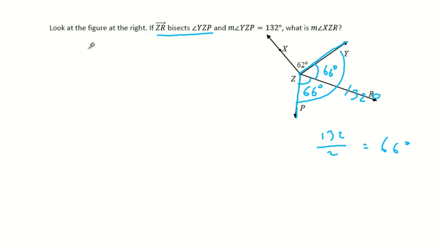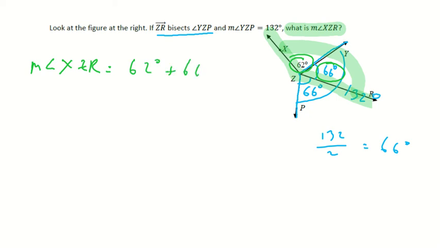Now, this particular question wants us to find the angle of XZR. Now that we have used the information about the angle bisector, you can see that we know 62 degrees and 66 degrees. That's both parts of the larger angle XZR. So 62 degrees plus 66 degrees equals 128 degrees.